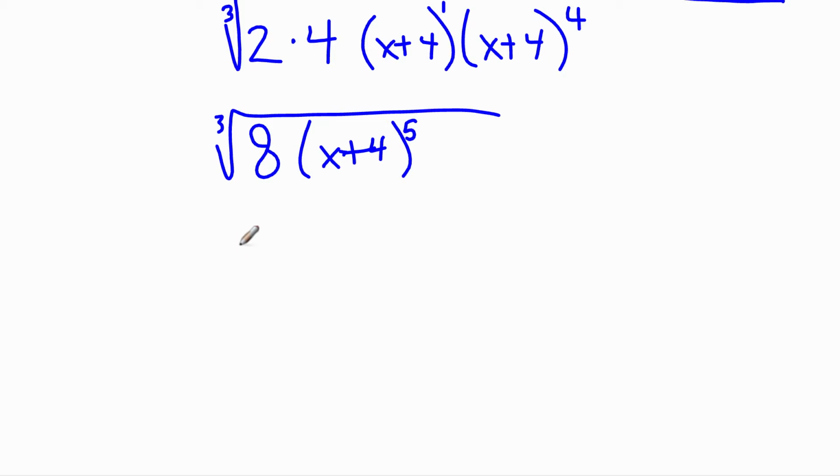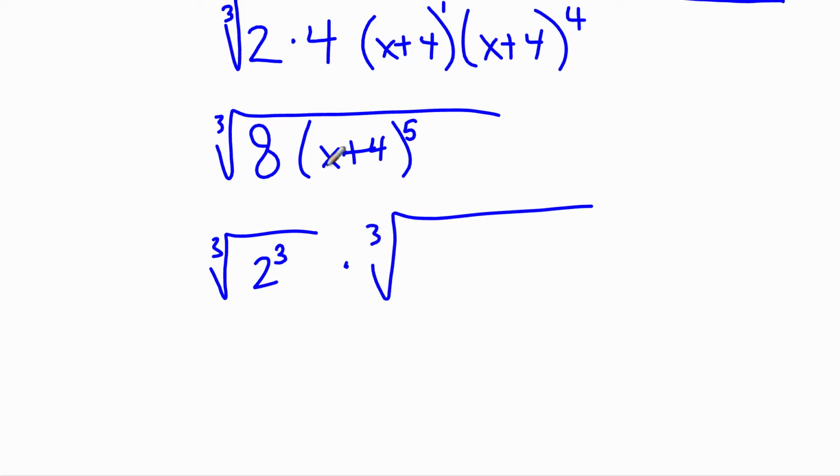So 8, I do know that that's 2 cubed. So let me just separate these again. So this would be the cube root of 8 is the same thing as 2 cubed times cube root. And here again, this is x plus 4 to the 5th. I could rewrite that as x plus 4 to the 3rd times x plus 4 to the 2nd, because 3 plus 2 gives me the 5. But the reason why I put a 3 there is because I have a cube root there. Again, I could separate those.